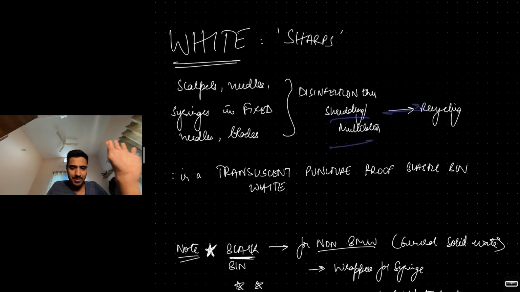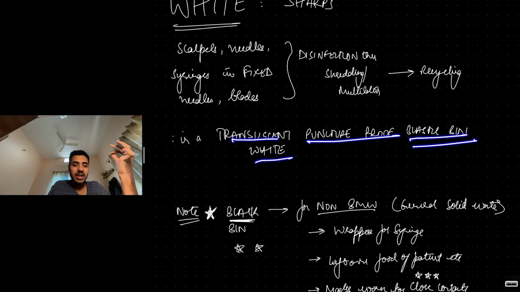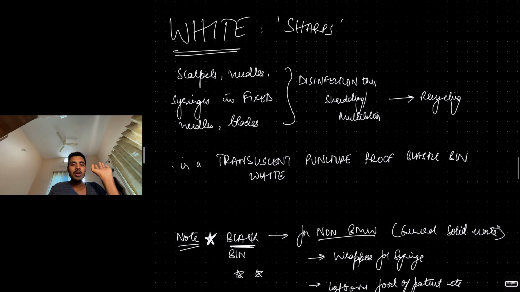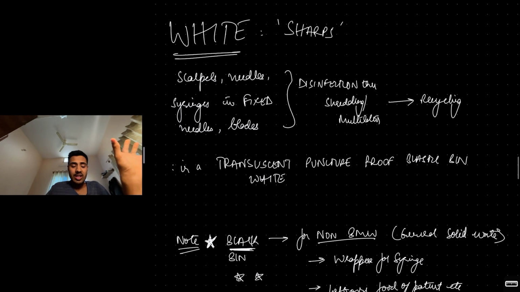Sharps. Because these are sharp, you can't put them in a bag, right? You need a translucent white puncture proof plastic bin for the white biomedical waste. Very important. Okay. White is for sharps, needles, blades, syringes with fixed needles, scalpels, all that. Translucent white plastic bin, puncture proof.